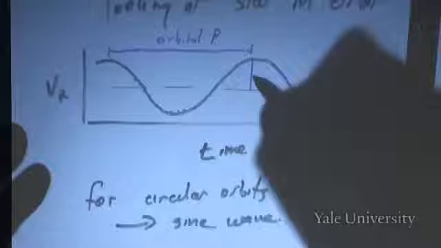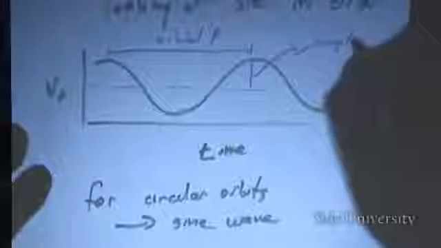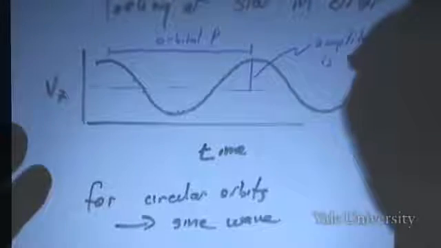Second of all, you could tell something about what the velocity is. The amplitude of this sine wave is something to do with the overall velocity, because that's the maximum velocity it has coming towards you. But you have to be a little careful here, because that's only true if the orbit is edge on. Let me explain what I mean by that.